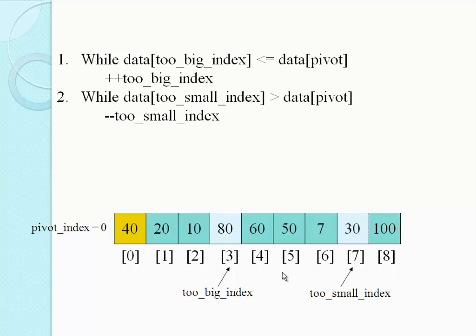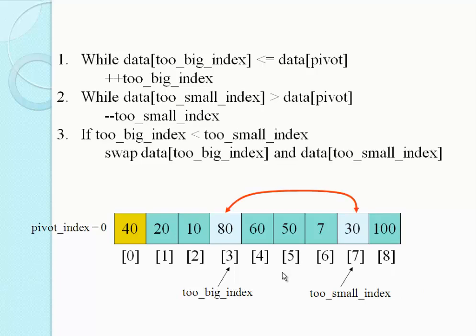So the too small index will be decremented. But now 30 is smaller than 40, so no decrement will take place and the loop will terminate. Third step: if the too big index is less than the too small index, then swap data of too big index and data of too small index. So 30 and 80 will be swapped.